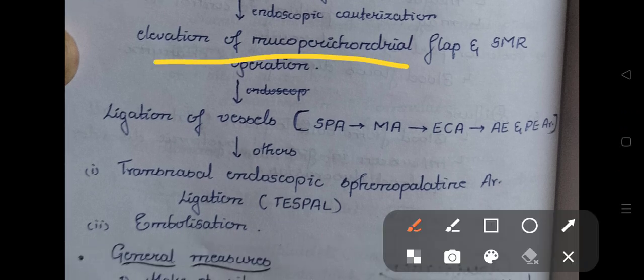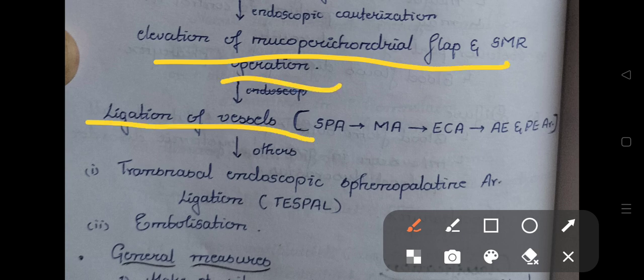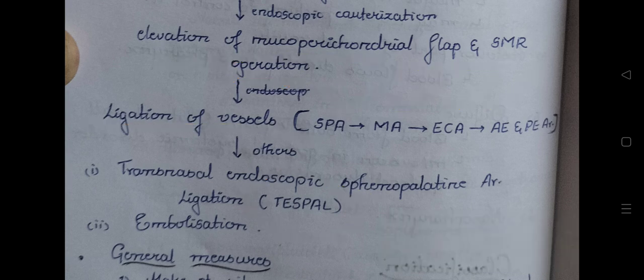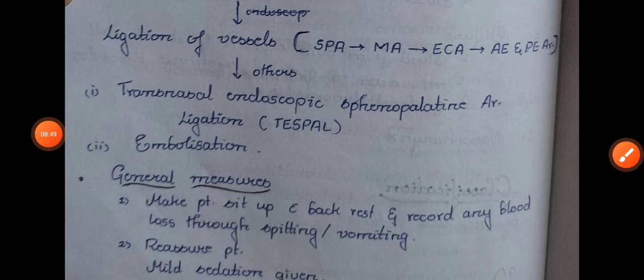Okay, we will find the artery and we will ligate it or cauterize it. Ligation of the vessels: that is the sphenopalatine artery, maxillary artery, external carotid artery, anterior and posterior ethmoidal arteries. Another one is TESPAL. TESPAL is nothing but transnasal endoscopic sphenopalatine artery ligation.